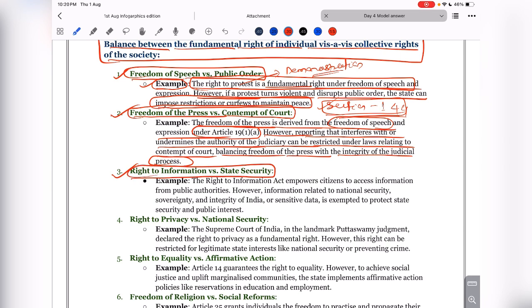For example, the Right to Information Act empowers citizens to access information from public authorities. The Right to Information Act of 2005 gave you a right to access any information from the public authority, but however the information related to national security, sovereignty and integrity of India and sensitive data is exempted to protect state security and public interest. That means though you have the right to information, you cannot seek sensitive information. You cannot ask the government to provide the location of nuclear installations in India or the details of security deployment. No, we cannot provide. If we provide that information, that will harm our national interest. So here we need to give more power to the society and need to curb the individual right.